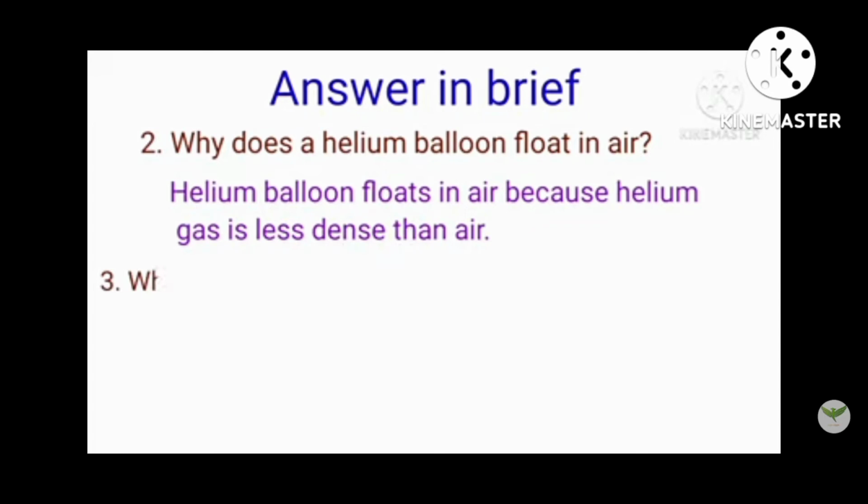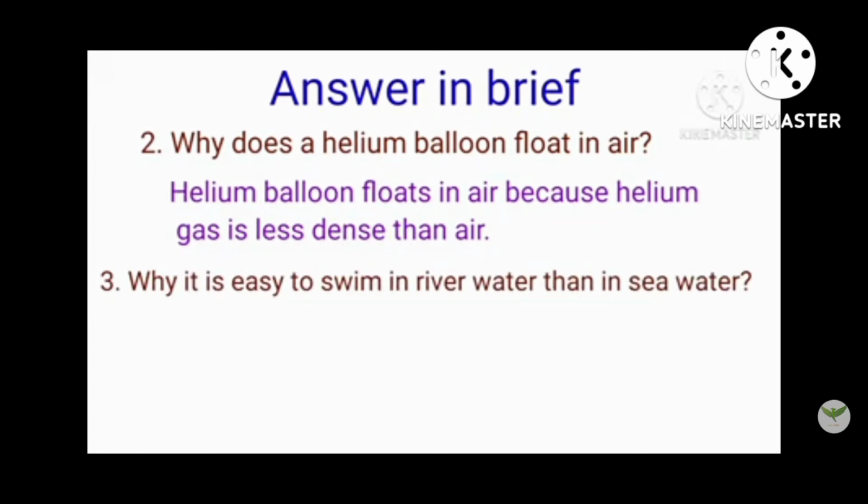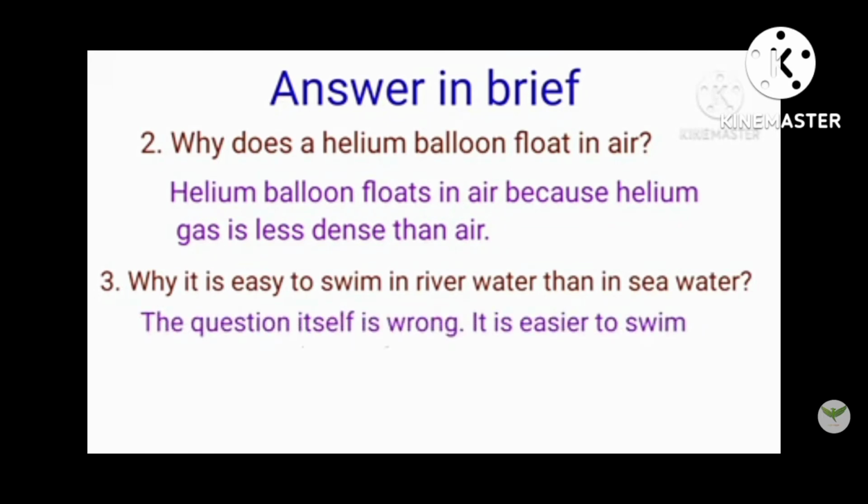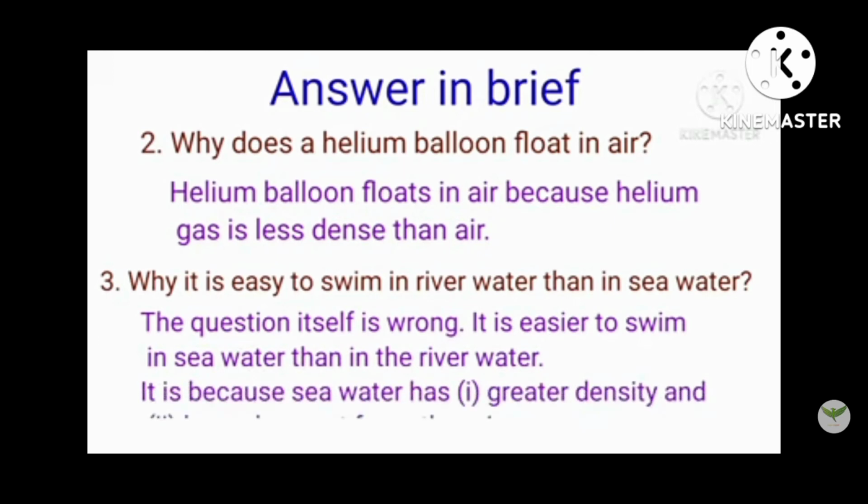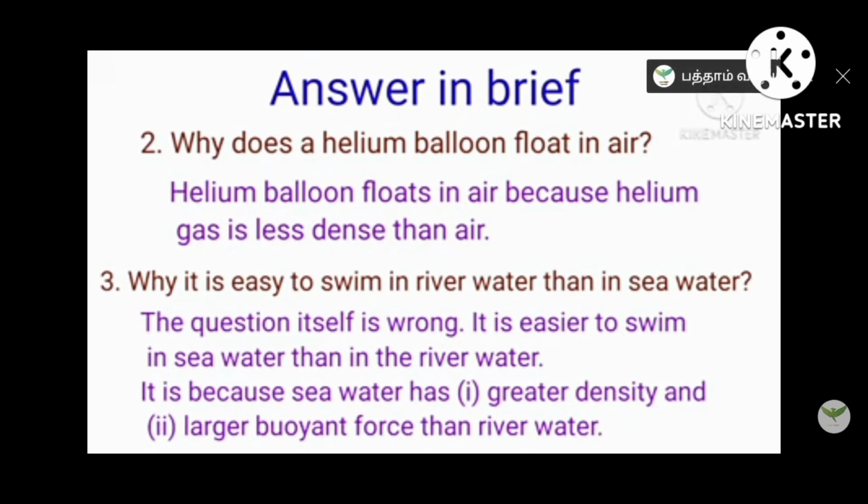Third question. Why it is easy to swim in river water than in sea water? Answer. The question itself is wrong. It is easier to swim in sea water than in river water. It is because sea water has greater density and larger buoyant force than river water.